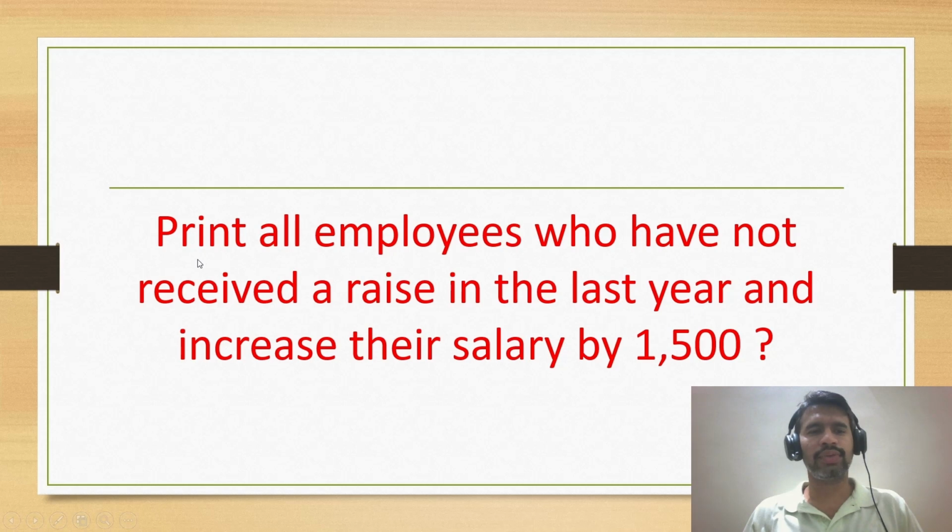So the question is we have to print all the employees who have not received a hike in the salary last year and increase their salary by 1500. So we have to print all the employees who have not received the salary hike and add 1500 to them. Let's see how to do it.